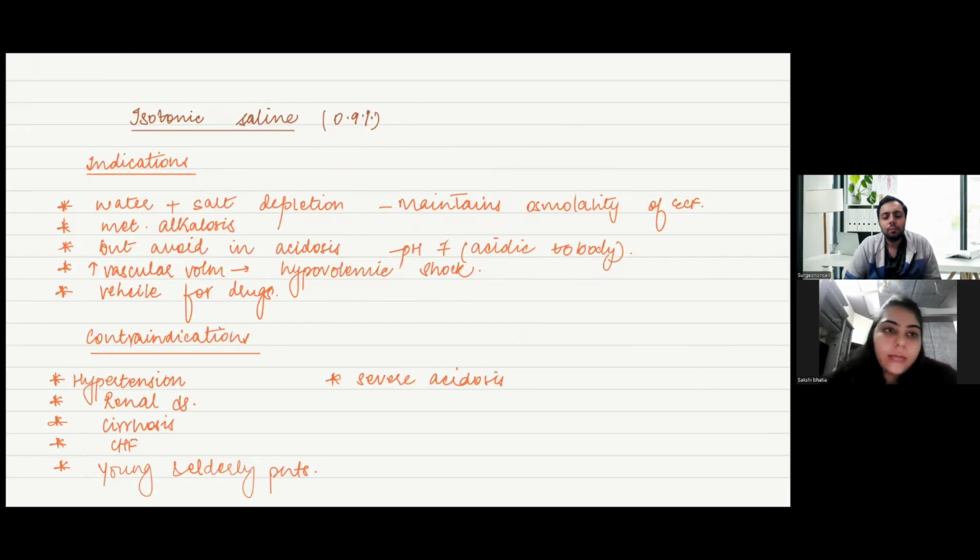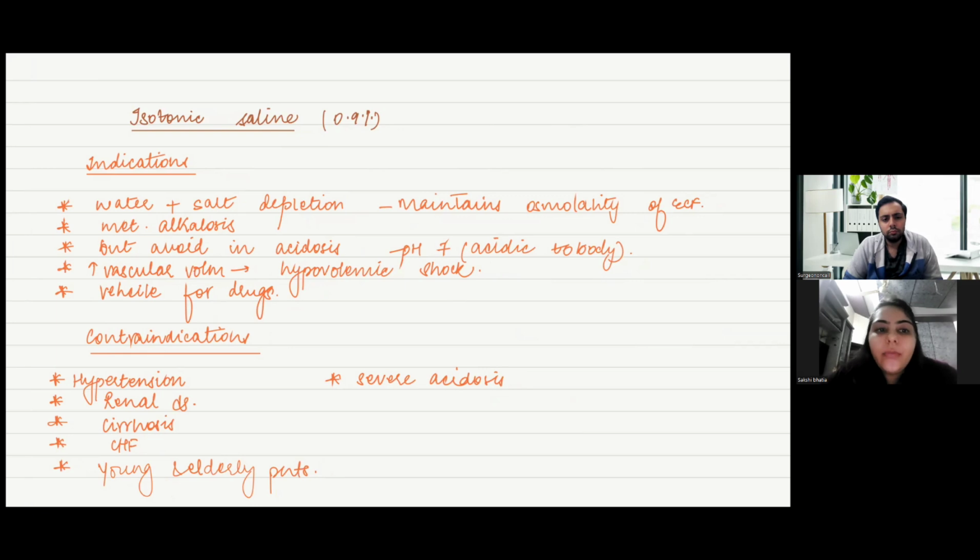For example, in cases of excessive sweating. Next we have isotonic saline. The major indications are, since it can maintain the osmolarity of extracellular fluid, it is used for water and salt depletion. It is also mildly acidic to the body, so it can be given in mild cases of metabolic alkalosis, but not in cases of severe metabolic alkalosis.